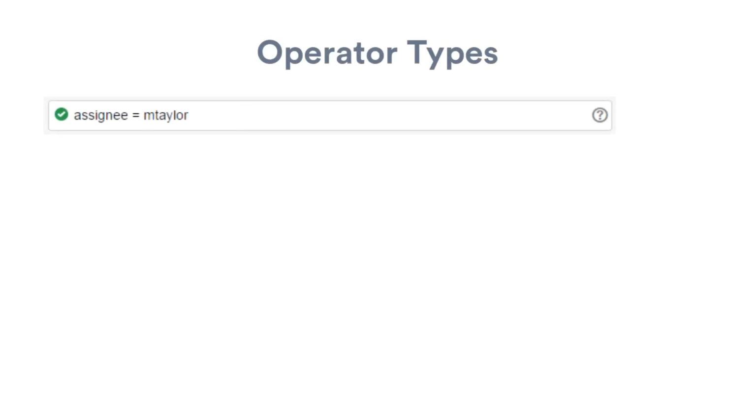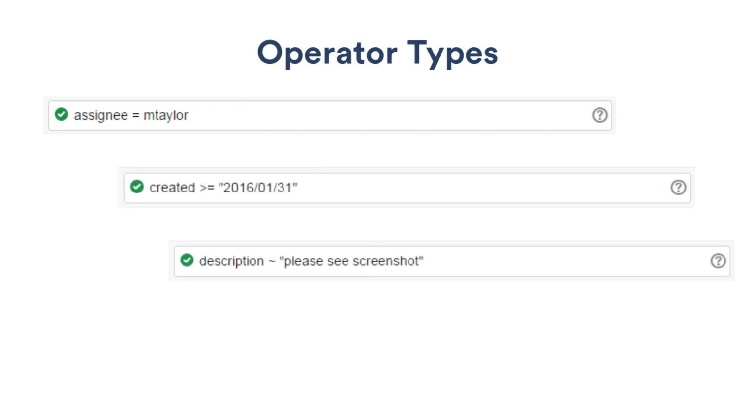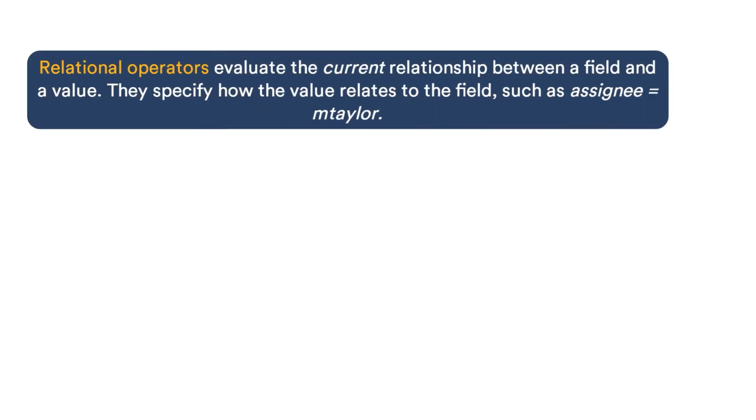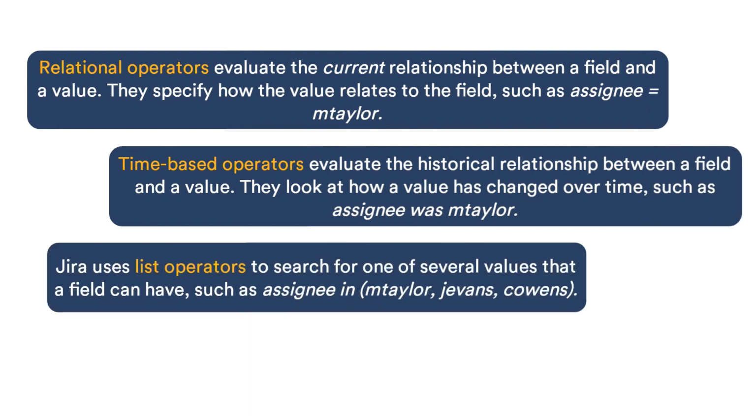The classic example of an operator is equals. However, JQL supports the use of many different operators. For the purpose of your initial understanding, think of operators as falling into four categories: relational operators, time-based operators, list operators, and text operators.